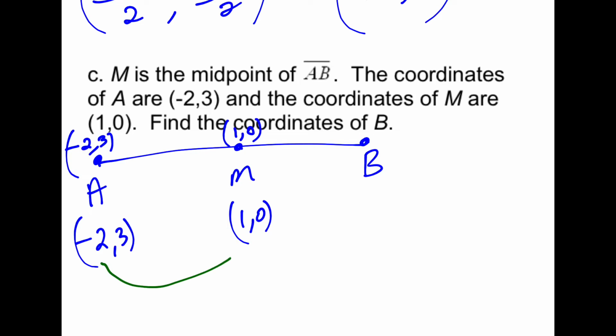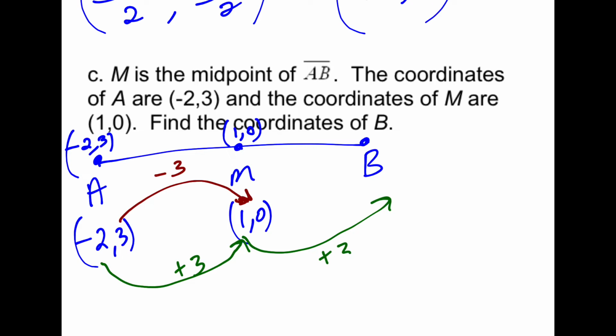To get from negative 2 to 1, we added 3. To get from 3 to 0, we subtracted 3. We can do the same thing again. We can look at our x coordinate and add 3. 1 plus 3, our new x coordinate is going to be 4. If I look at my y coordinate 0 and I subtract 3, my new y coordinate is going to be negative 3.